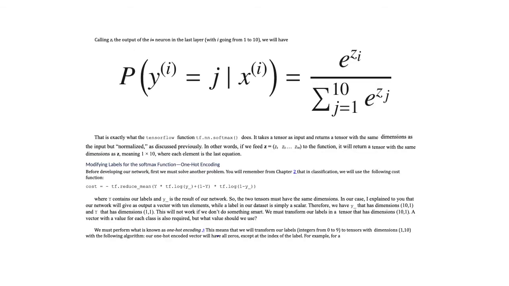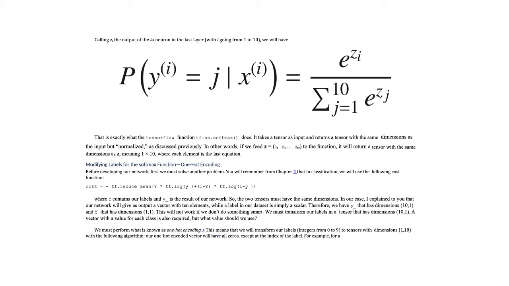Calling z_i the output of the ith neuron in the last layer, with i going from 1 to 10, we will have the following, which is exactly what the TensorFlow function tf.nn.softmax does. It takes a tensor as input and returns a tensor with the same dimensions as the input but normalized, as discussed previously. In other words, if we feed z equals z1, z2, up to z10 to the function, it will return a tensor with the same dimensions as z, meaning 1-10, where each element is the last equation.